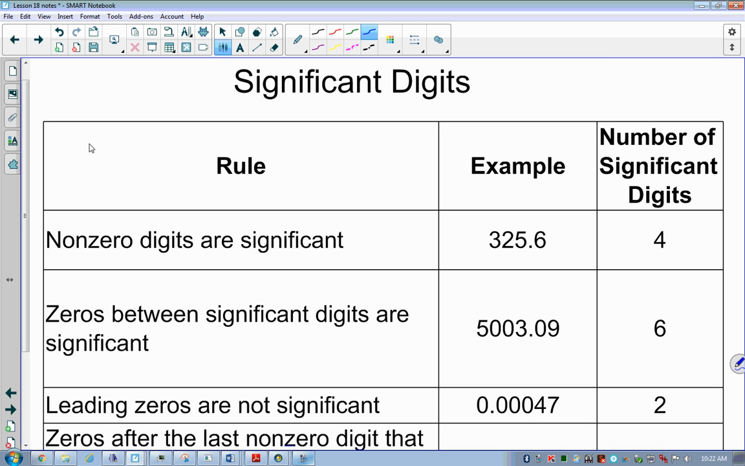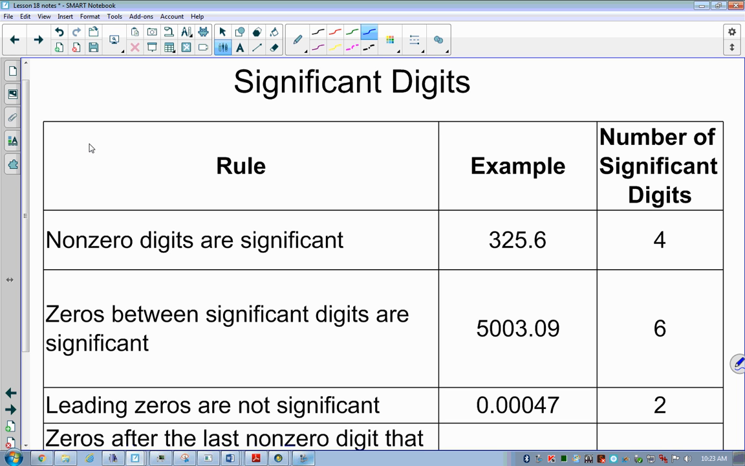First rule: non-zero digits are significant, always. So if it's not zero, you count it. Okay? So you count them up. So 325.6 has 4 significant digits. Zeros that show up between non-zero numbers are significant. So those zeros between 5 and 3 and between 3 and 9 are significant. So there's 6 significant digits there. Okay, does that make sense?